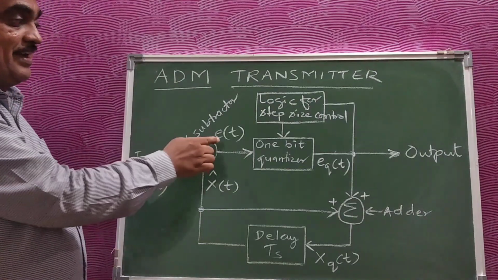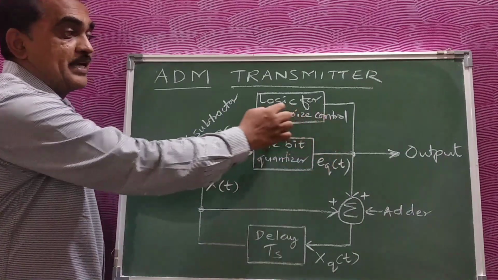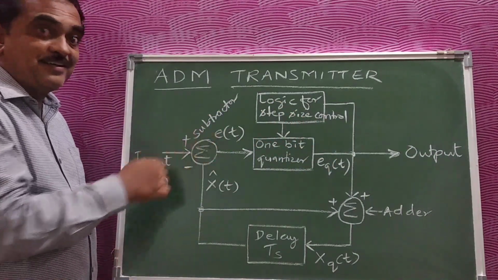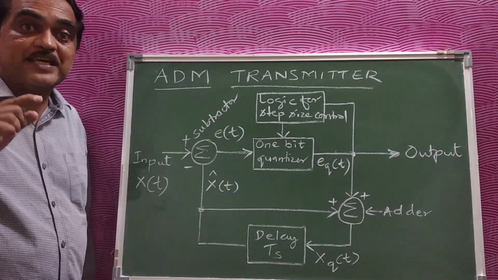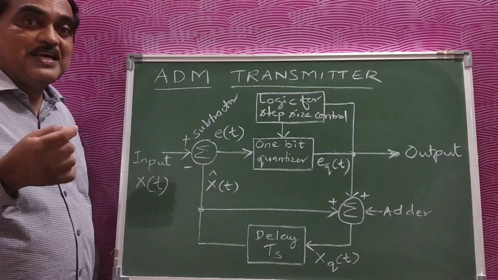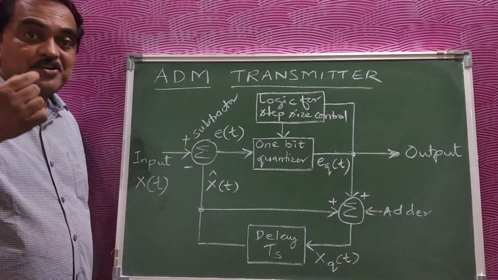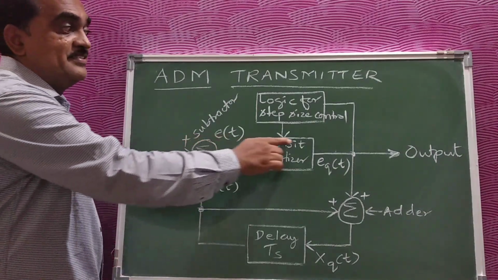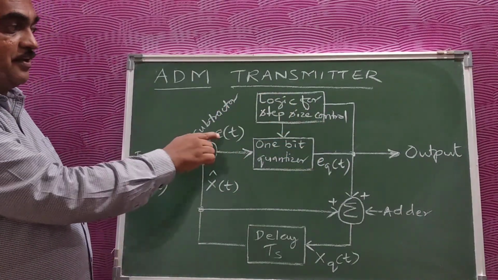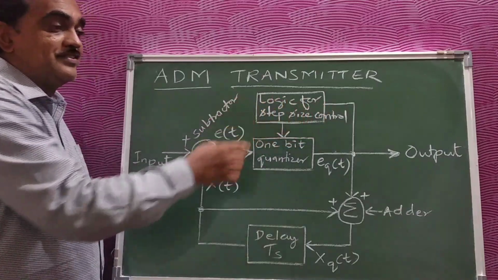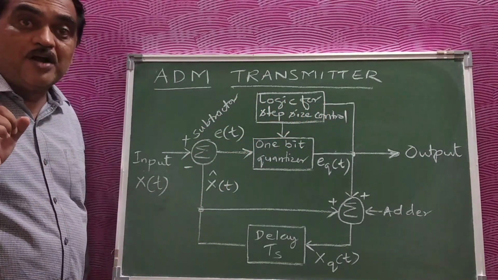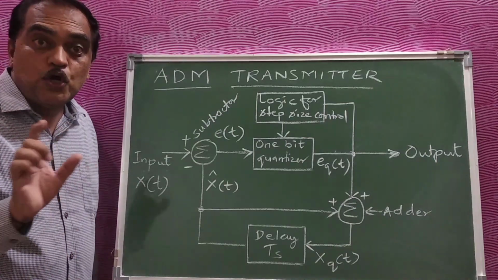That means whenever the error is positive, the step size will be increased. And similarly, whenever the error is negative, the step size should be decreased. The staircase waveform is above the signal, and therefore the step size has to be decreased. So if the error is negative, the logic circuit will see that the step size decreases. If the error is positive, the logic circuit will see that the step size increases. So this is only increasing or decreasing the step size, not the sampling time.